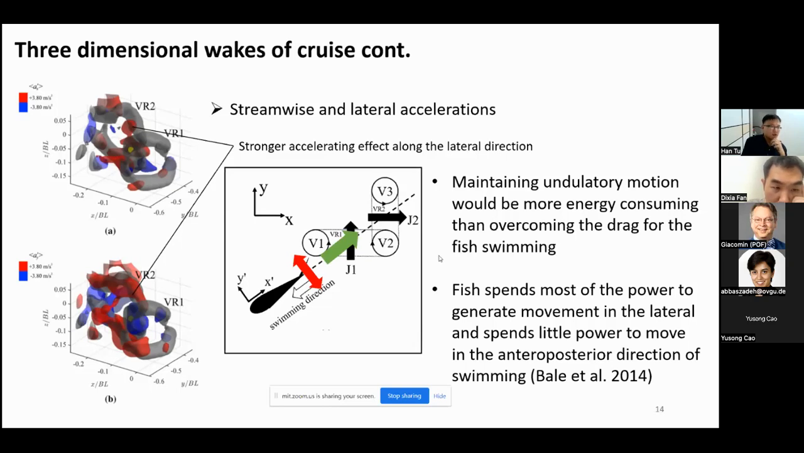And similarly, Bayer et al. in 2014 conducted a CFD simulation and found that those fish spend most of the power to generate motion in the lateral direction, and spend little power to move in the direction of swimming.